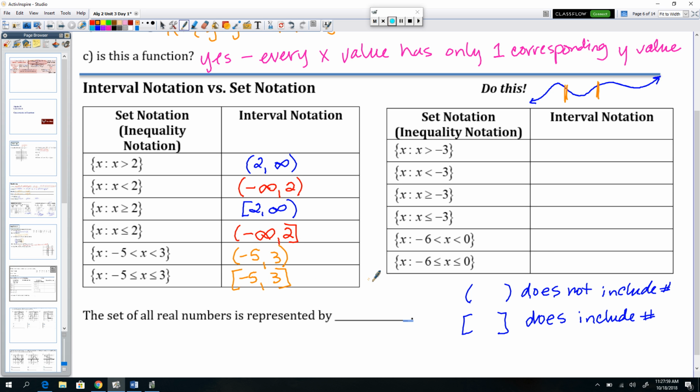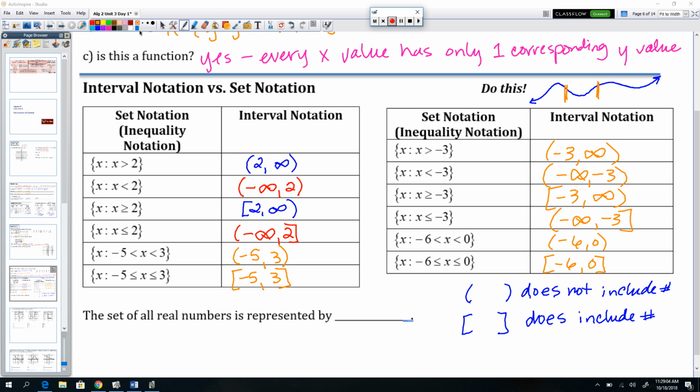Go ahead and pause the video and try this chart. Try putting that in interval notation, just like we did on the left, and then come back and check your answers. Okay, hopefully you have these answers here. If not, pause the video and take a look at your work and see where you went wrong. This is pretty foundational. We are going to use interval notation pretty much for the rest of the year, so start to get really, really comfortable with how these work.